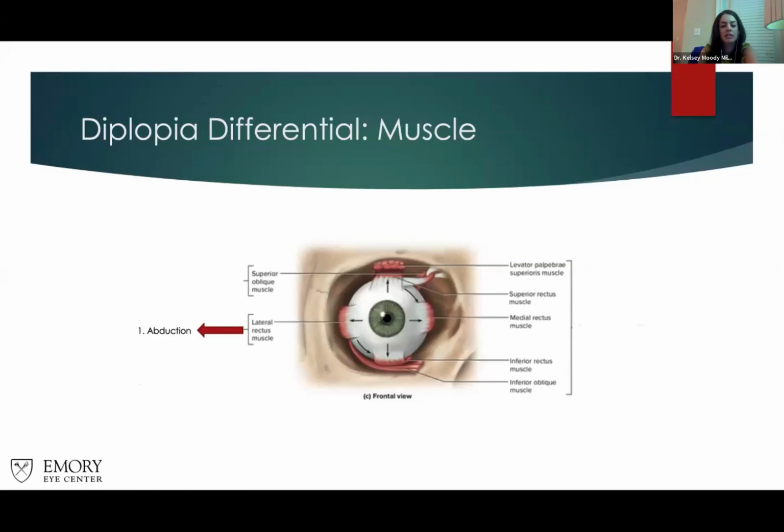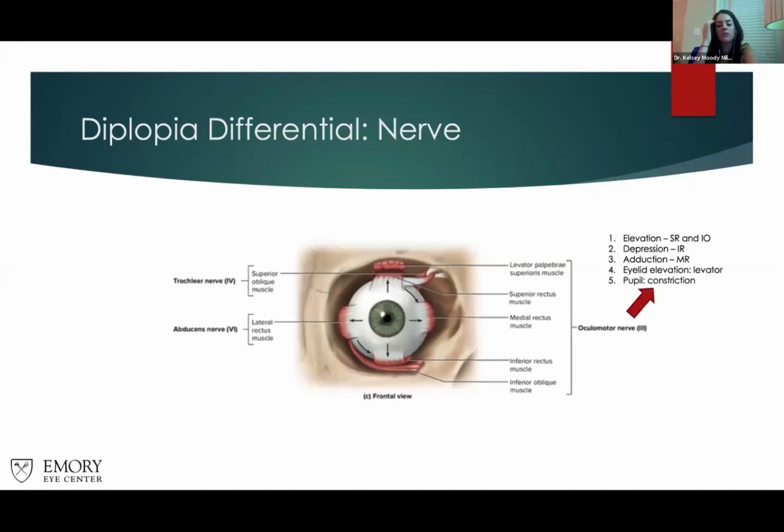The lateral rectus, pure abduction, it's only a primary action. And the superior oblique is going to create intorsion, depression, and abduction. And so if we have a deficit in one of the cranial nerves, these are the things that we can expect.